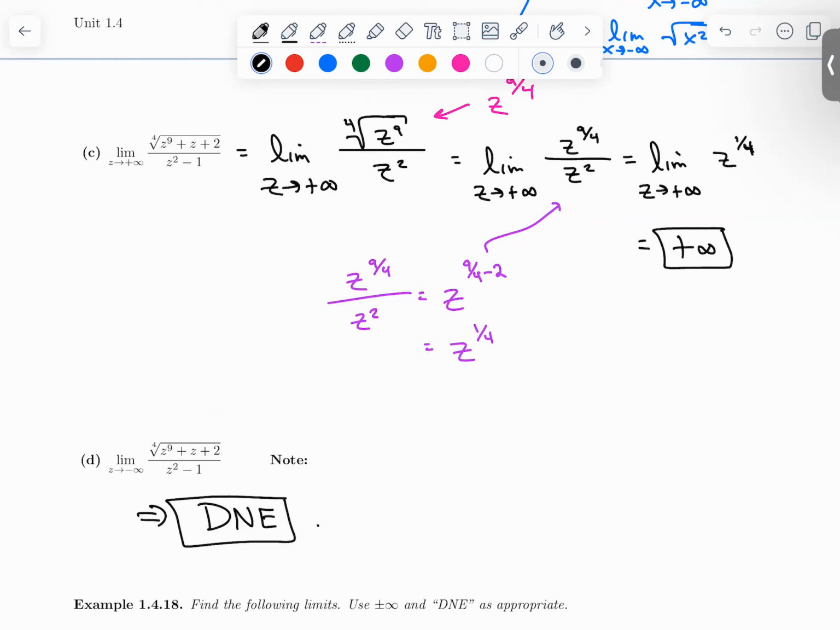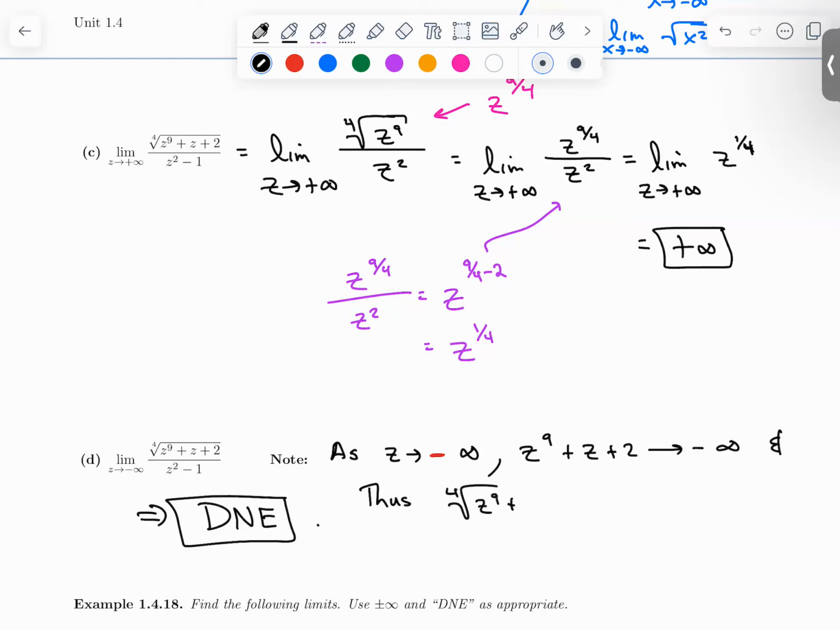So as z approaches negative infinity, z to the 9th plus z plus 2 will also approach negative infinity. And thus, the 4th root of z to the 9th plus z plus 2 will not exist.